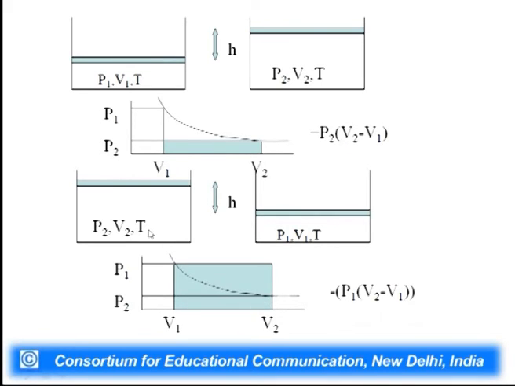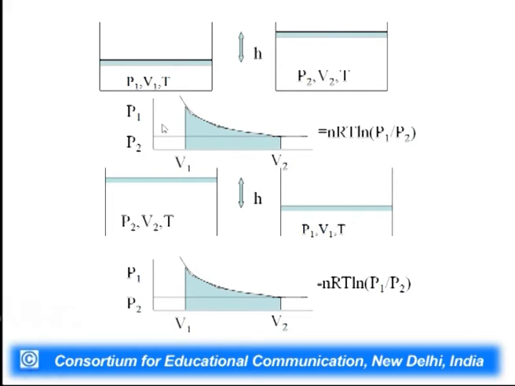This is your expansion process. If you do compression, then this whole area will give you your work done, but this is work done by the surrounding. So, in the compression process, work done by the surrounding is maximum. This is for the reversible process. If we carry out a reversible process, for the expansion process, you get this whole area as work done. For the compression process, this is the area which gives you work done by the system.